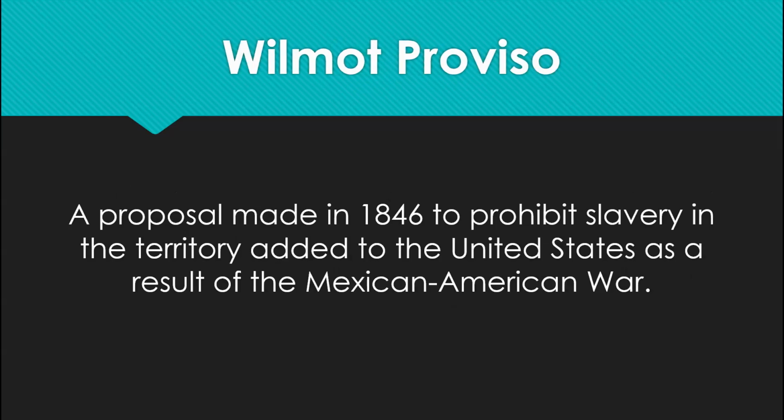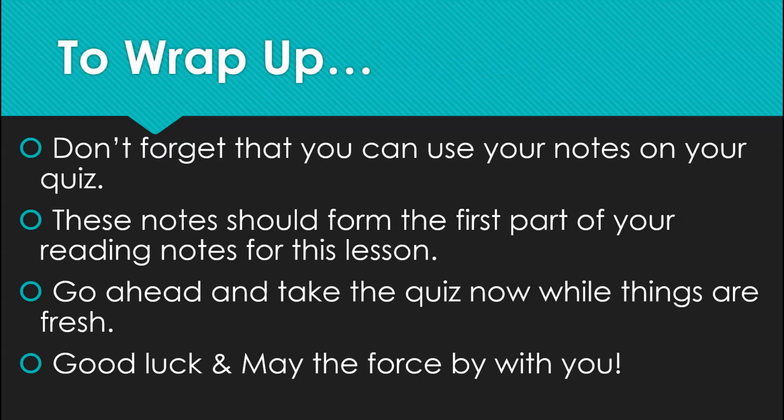Wilmot Proviso. A proposal made in 1846 to prohibit slavery in territory added to the United States as a result of the Mexican-American War. Wilmot Proviso.